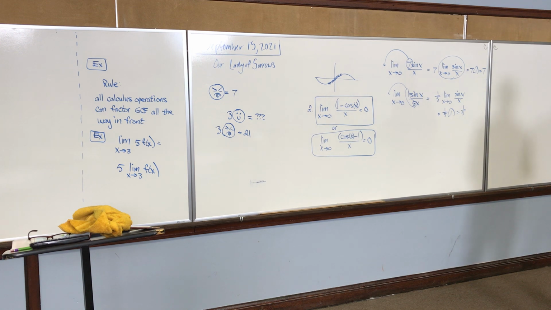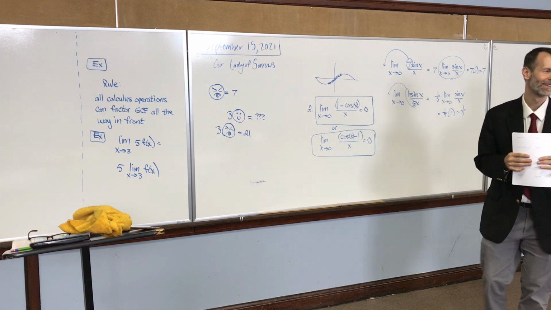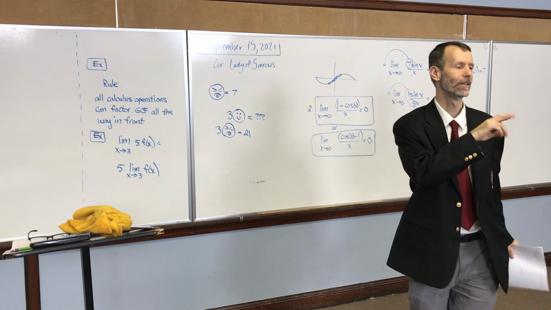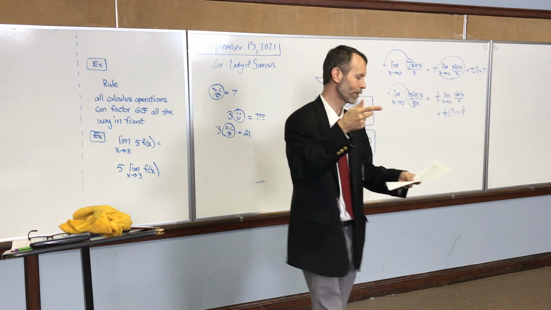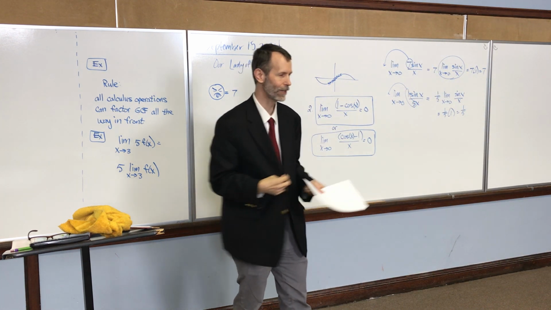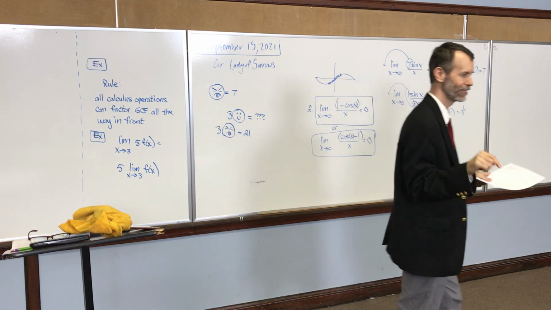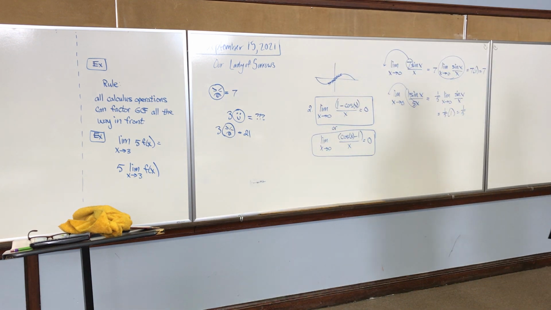Does anybody remember what secant is? It's the reciprocal of cosine. It's 1 over negative cosine of x. That's what you can type into the calculator. Now, beware. It might be just as easy to do it by hand.